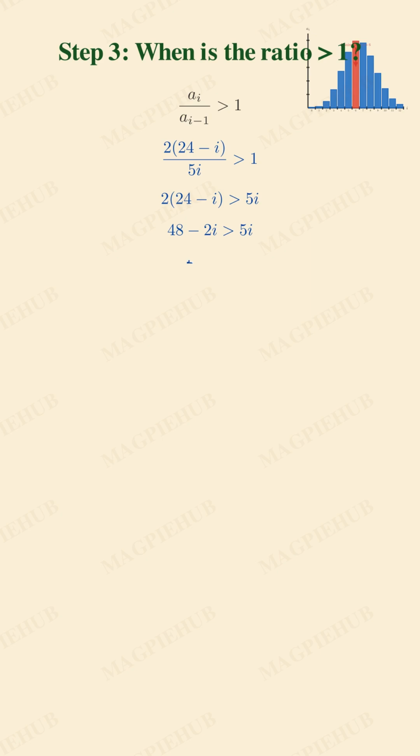Step 3, the sequence a_i is increasing when the ratio is greater than 1. Setting 2 times (24 minus i) over 5i greater than 1, we get 2 times (24 minus i) greater than 5i, that is 48 minus 2i greater than 5i, so 48 greater than 7i, giving us i less than 48 over 7, which is approximately 6.857.